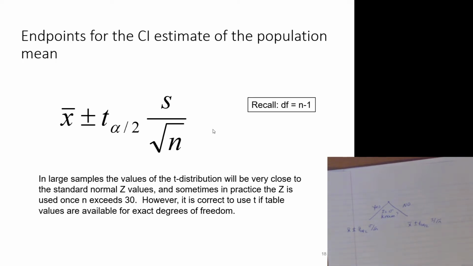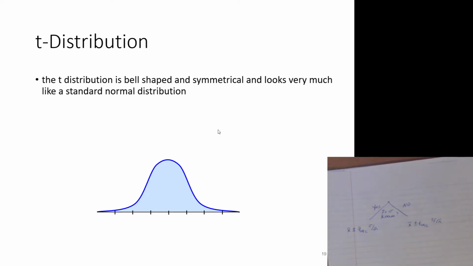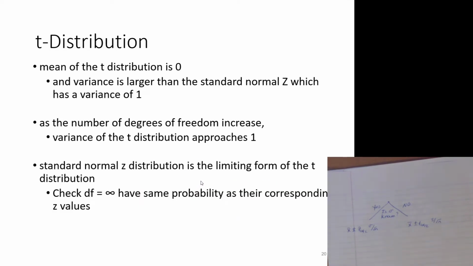The t-distribution is what you'll face most of the time, because typically we don't know the population standard deviation, right? And the t-distribution is like the normal. Both are bell-shaped, both are symmetric. They look very much the same, and in fact, once the degrees of freedom get to be sufficiently large, they become exactly the same.